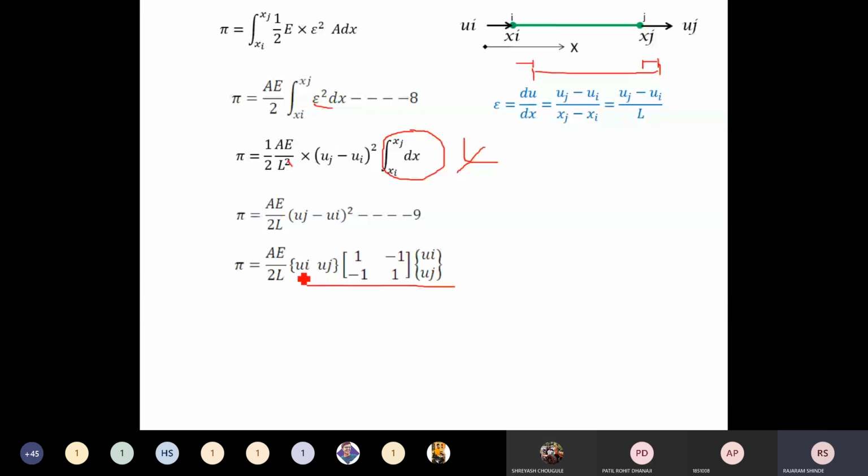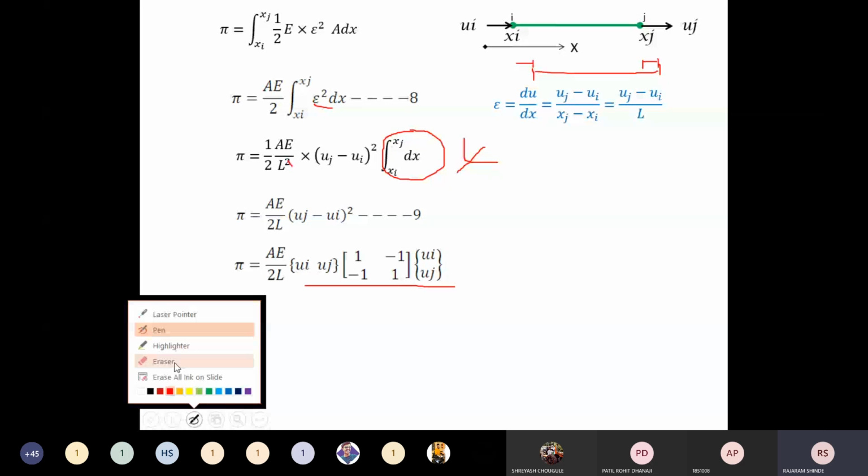Okay. Now you will get this u transpose, this k matrix, and ui uj. Now what I will do, I will multiply AE by L to this matrix. That means half of AE by L into ui uj. Here it is AE by L, minus AE by L, minus AE by L, AE by L, times ui uj. Okay. Now this equation you will get.